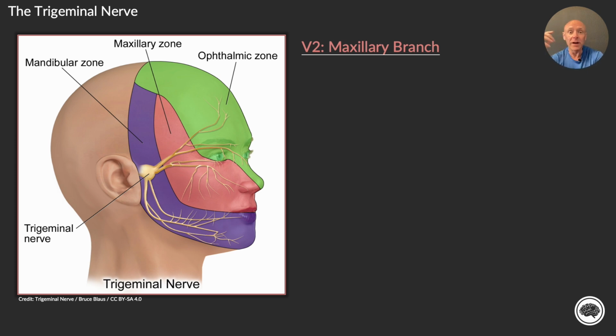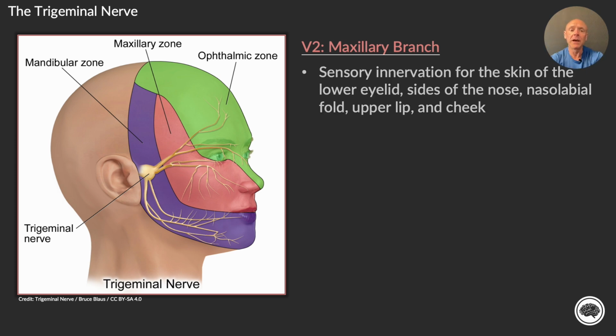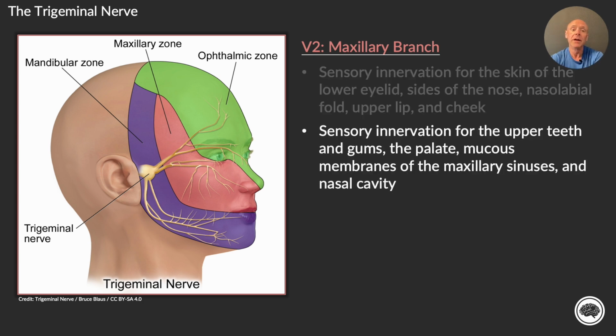Next we have the maxillary branch, and as you can see, that's going to go along the cheekbones. This one gives sensory innervation for the skin that you see covered there. It also is really important because it provides sensory information for the upper teeth and gums, the palate, the top of the roof of your mouth, mucous membranes, your sinuses, your nasal cavity. And we will talk about that going forward, that this can be a big player as well in migraine.